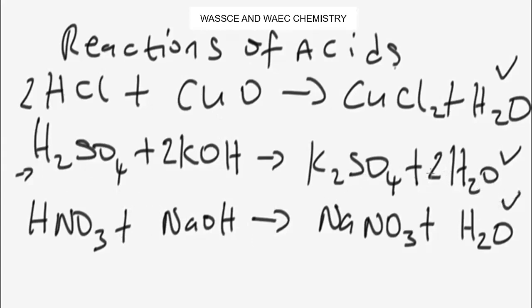These are examples of how acids can react with either metal oxide or metal hydroxide to form salts and water only. Okay, so take note of this, guys.